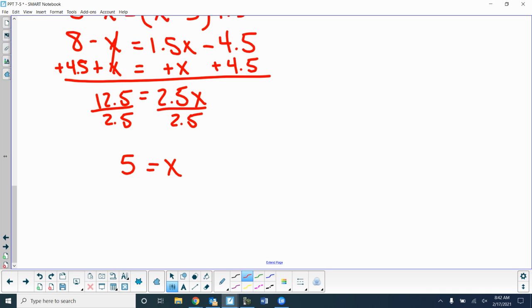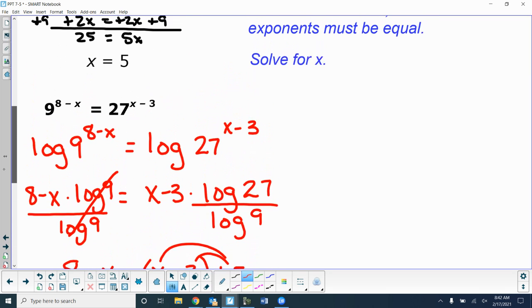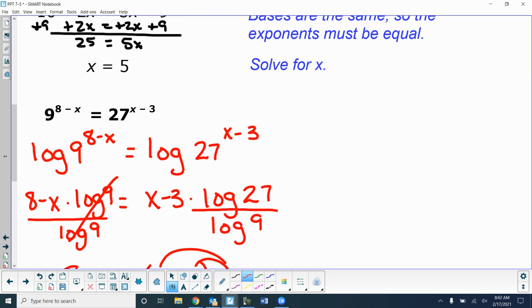12.5 divided by 2.5 is fine. Same answer, right? Okay. So this is the one you'll probably do more often, because you can do it this way every time. Just put log in front. Whatever exponent's there, you move it out front.